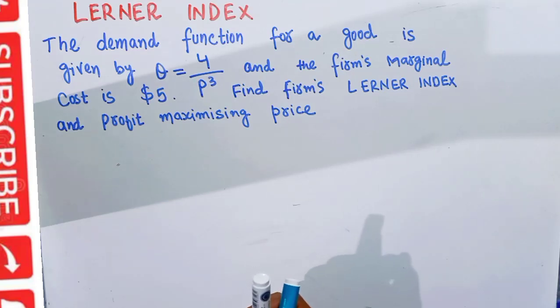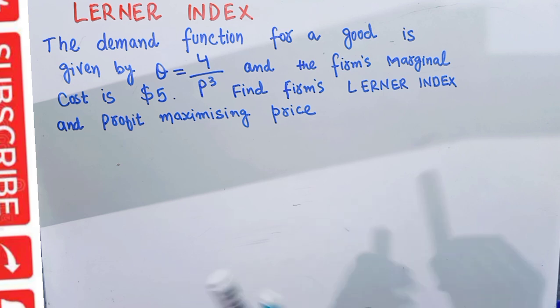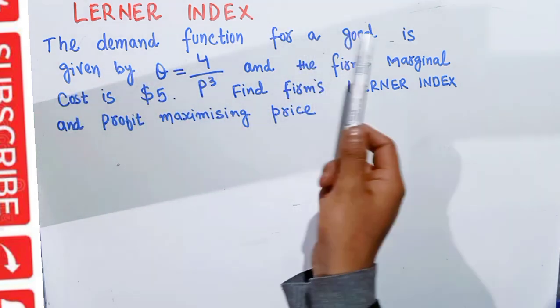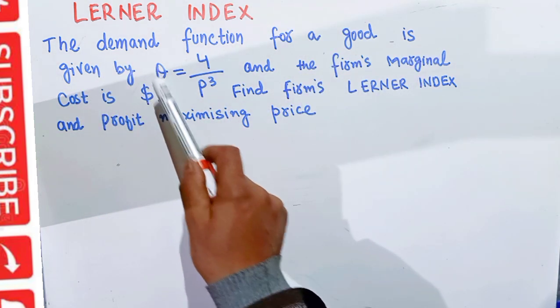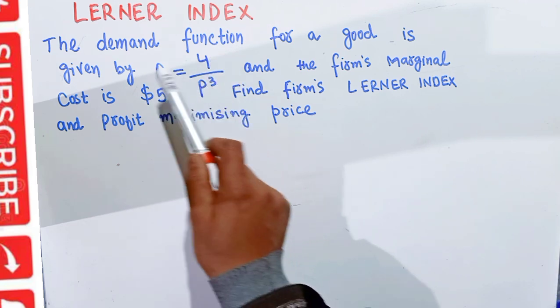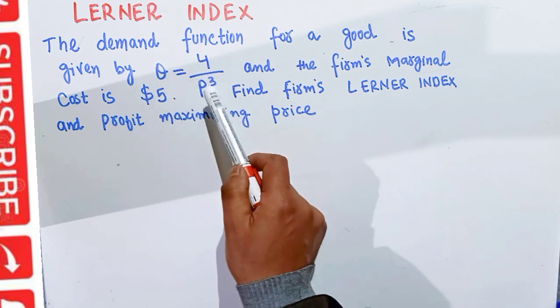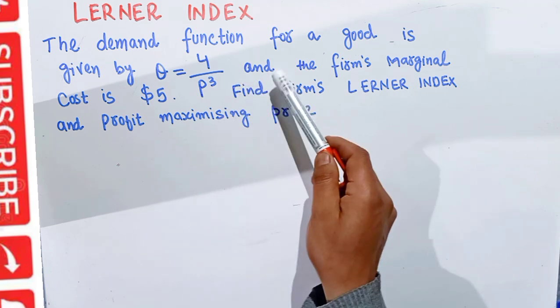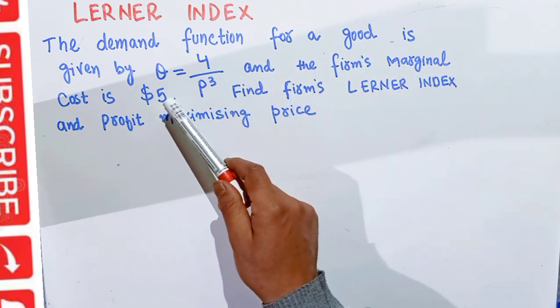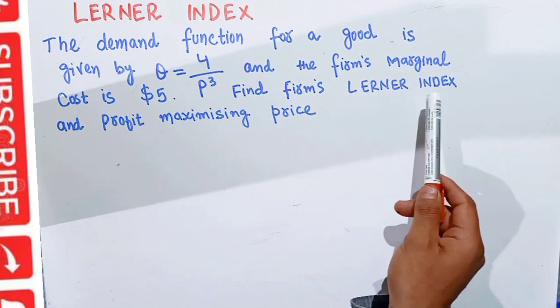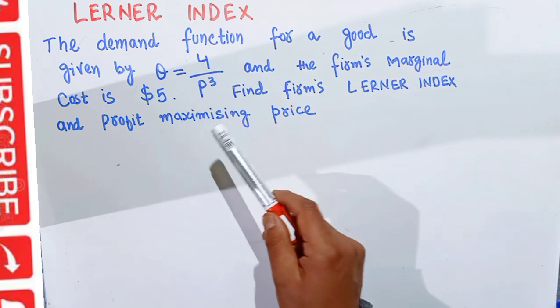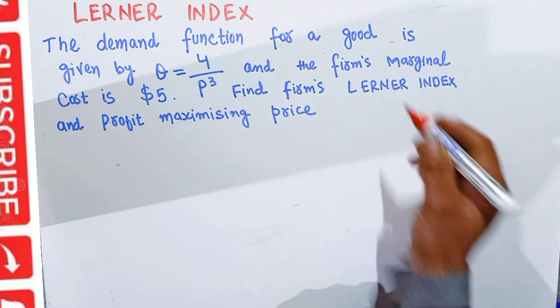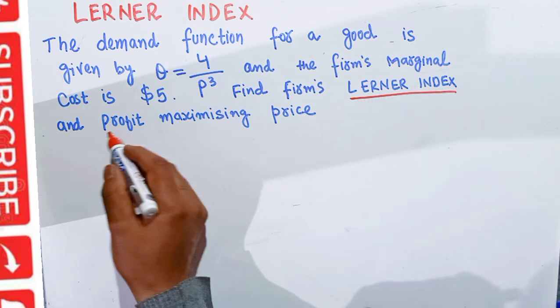In this video, we will learn how to calculate Lerner's index with an example. The question is, the demand function for a good is given by Q equals 4 upon P cube. Q denotes the quantity demanded and P is the price. And the firm's marginal cost is $5. Find the firm's Lerner's index and profit maximizing price. We need to calculate the Lerner index and profit maximizing price.